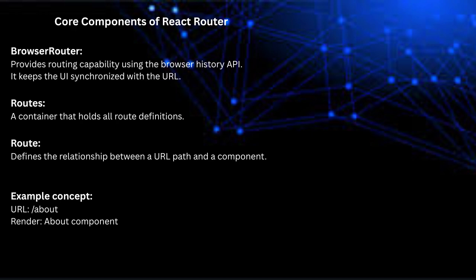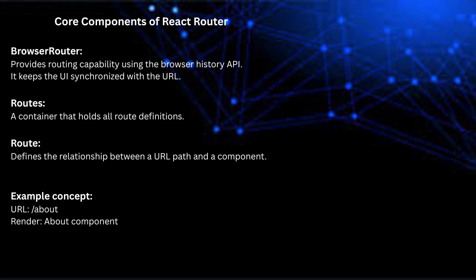So React applications usually use a library called React Router. So let's talk about what React Router is. React Router is a library that enables navigation between different components. Instead of loading a new page from the server, React simply switches the component displayed on the screen. This makes React applications faster and smoother. To install React Router, you have to run the command npm install react-router-dom. This package provides all the tools needed for routing.